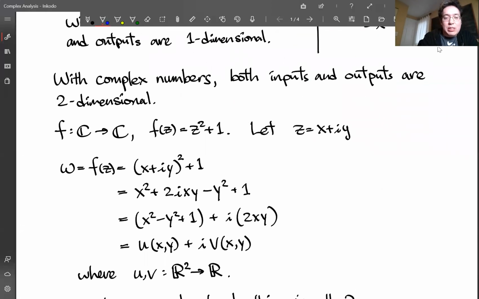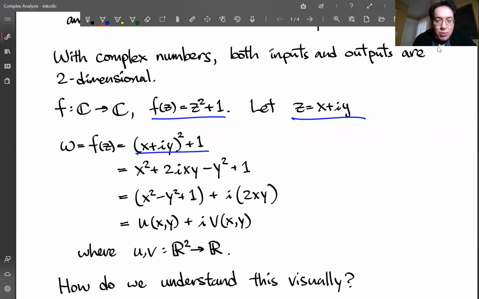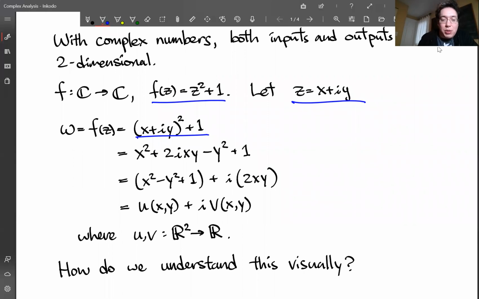For example, let's say we want to try to understand the function z squared plus 1. We can write complex numbers as real part plus i times imaginary part. So we can walk through what it would look like that way. We square it, we do the usual FOIL, keeping in mind that i squared is equal to -1, and then collect like terms. All the real terms are x squared minus y squared plus 1, and the imaginary parts add up to be 2xy.